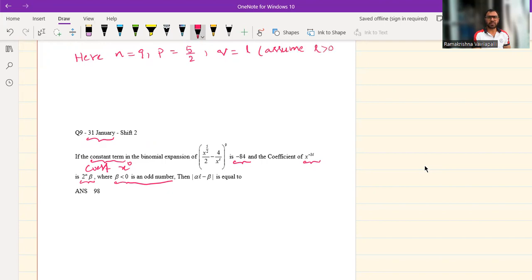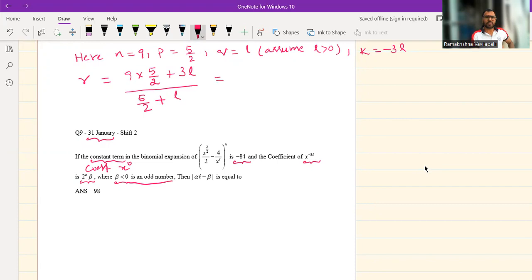Assume L greater than 0. Let us see what will happen. And K equal to minus 3L. So we have the similar formula that R equal to (NP minus K) by (P plus Q). N is 9 into 5 by 2, minus K means you will get 3L, by P plus Q, which means that 5 by 2 plus L.